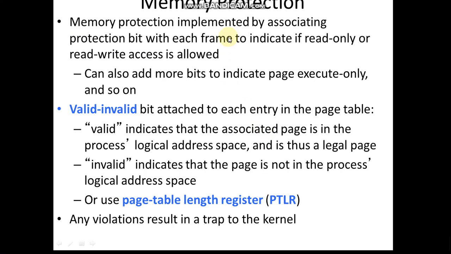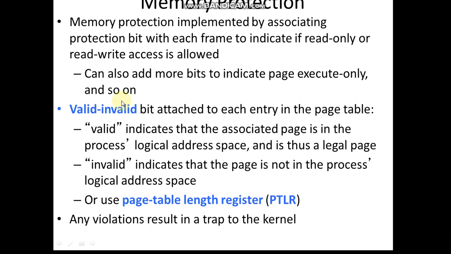Well, let us look into memory protection. It is implemented by associating a protection bit with each frame to indicate if read-only or read-write access is allowed for that particular frame. We can also add more bits to indicate even whether it is execute, as we do with the file read, write and executable.